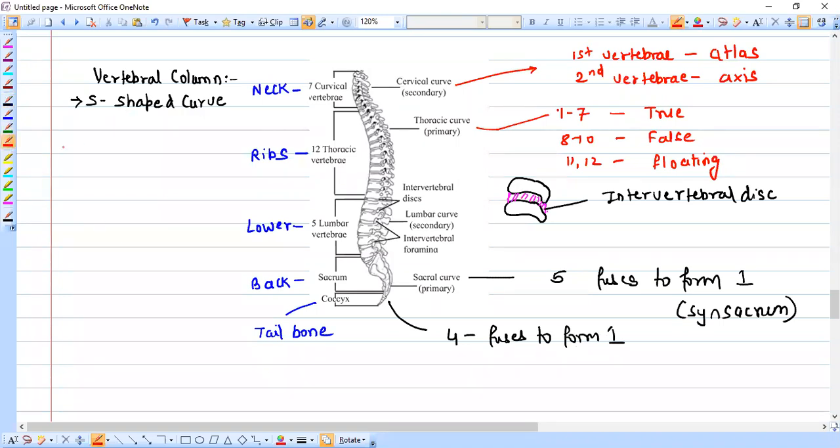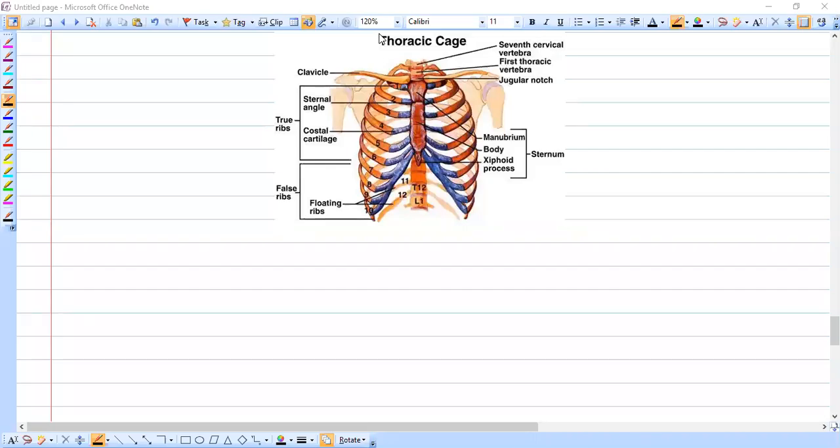Now there are 2 curves present. The very first curve is called the cervical curve, and this cervical curve is near the neck area, and the second curve is the lumbar curve. So remember, our vertebral column is not at all straight. It shows an S-shaped curve. So we are having this thoracic cage.